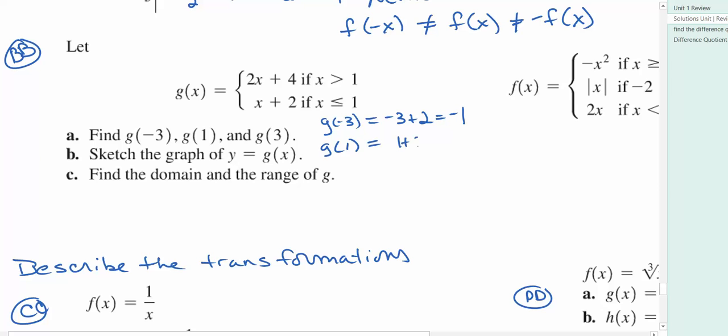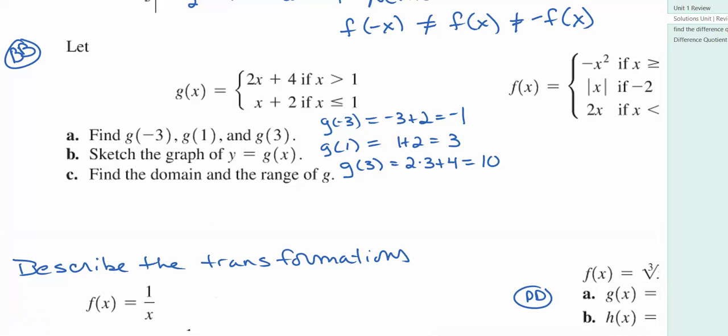But now at g of 3, you're going to use the first equation because that's for x greater than 1. So that's going to be 2 times 3 plus 4, which is 10. Okay, now you're asked to sketch a graph of g of x and then find the domain and range of g. All right, so we want to sketch a graph. Let's get a little bit of room here.